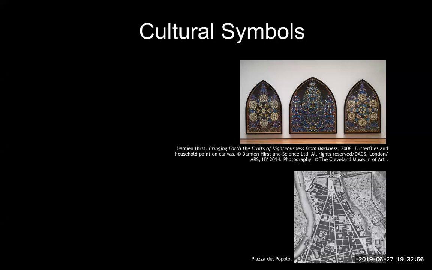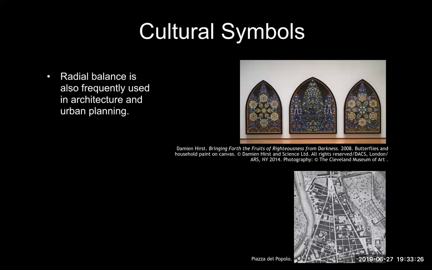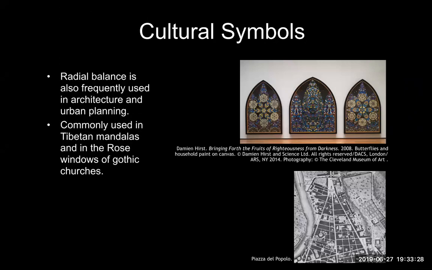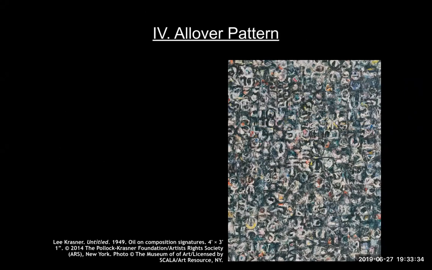And so this is an example of a radial design by Damien Hirst. And then down below, it's just a little section of a piazza that illustrates how urban planners will often use radial design, sort of emanating out from the center of town. Commonly used in Tibetan mandalas, rose gardens.